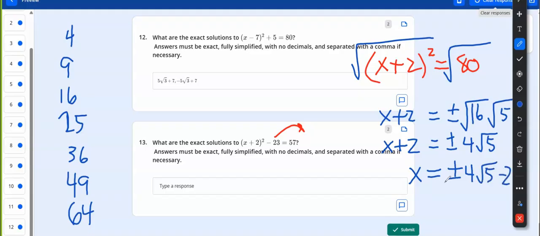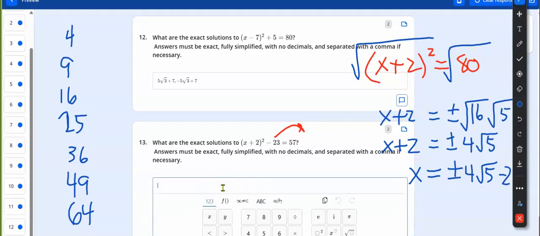So tell me what to type. 4 square root of 5, comma. Well, what comes after that 4 radical 5? Minus 2. Minus 2, comma. Negative 4 square root of 5 minus 2.